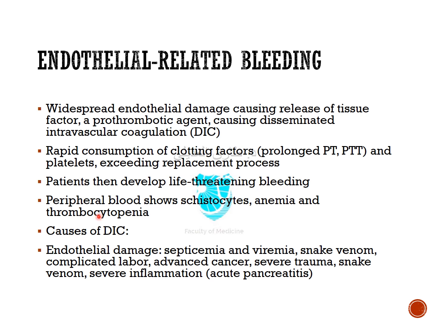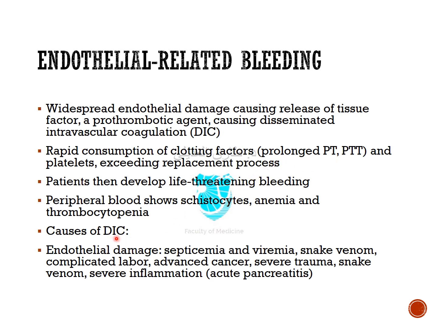Okay. In the blood film, we see again the schistocytes. We have commonly anemia and thrombocytopenia. Okay. But the difference from TTP is by examining the PT and PTT. In this one, they are prolonged. In that one, they are normal.